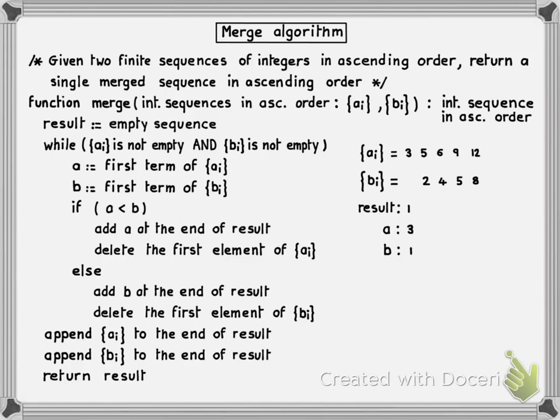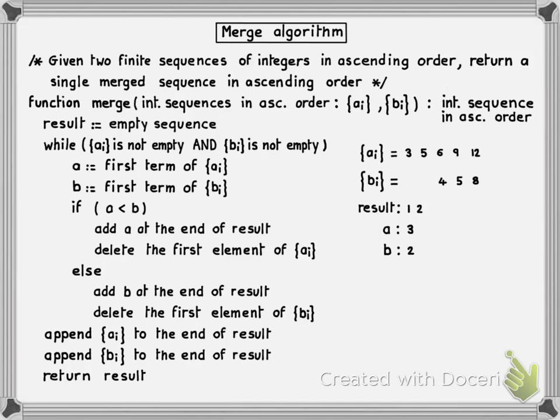Now we go back to the top of the while loop, and neither sequence is empty, so we look at a, which is still 3, whereas b is now the first new element of the sequence, which is 2, and we compare a and b. 3 is not less than 2, so we go through the else block again, and we're going to add b to the end of the result sequence, and we're going to delete it from b sub I. And we go back to the top of the loop.